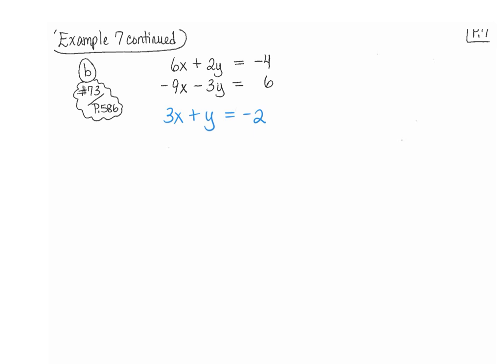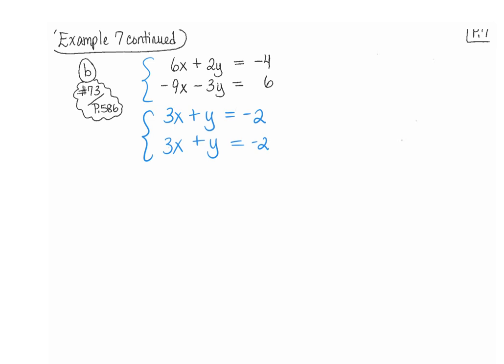Equation 2, is that simplified? No. They all have what in common? Just a 3? You want to deal with negatives? No? So instead of 3, they have what? -3, yes? So divide everything by -3. What does equation 2 become? 3x plus y equals -2.